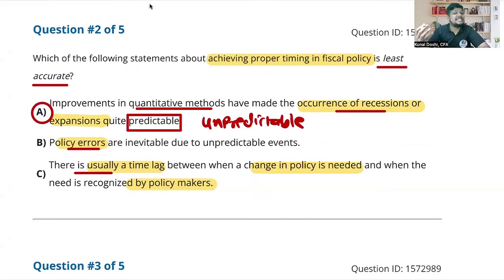We are looking for least accurate, the wrong statement. That is A. Nothing wrong with B and C. It's a lagging thing. So C is correct. Understood? The one which is wrong is A. Clear? And why it is wrong? Because cycles are not predictable. They are unpredictable.